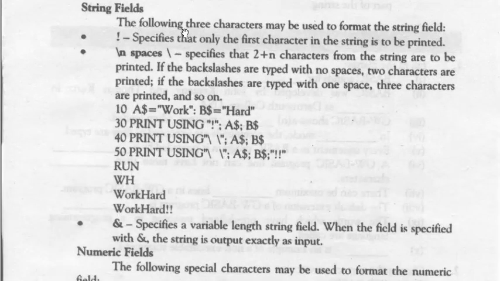String fields: the following three characters may be used to format the string fields. Hyphen specifies that only the first character in the string is to be printed. Forward slash and spaces forward slash specifies that 2 plus n characters from the string are to be printed if the backslashes are typed with no spaces.